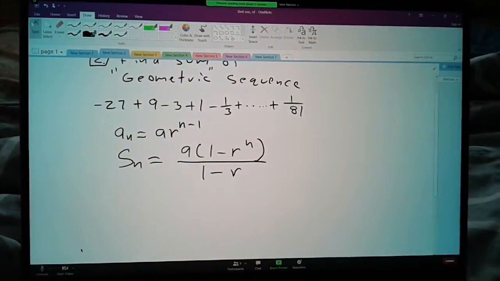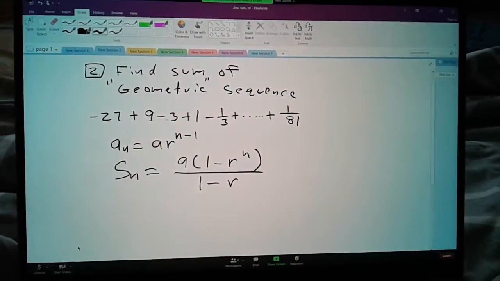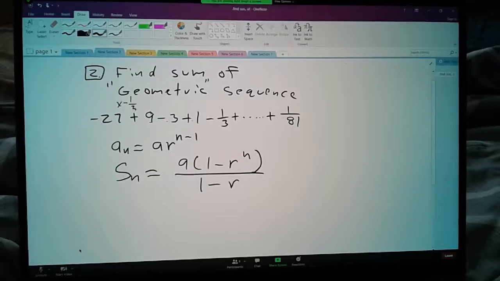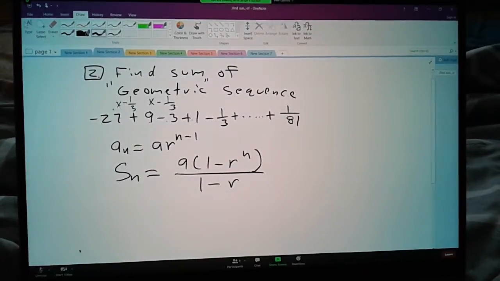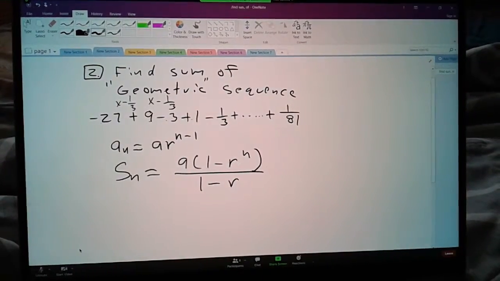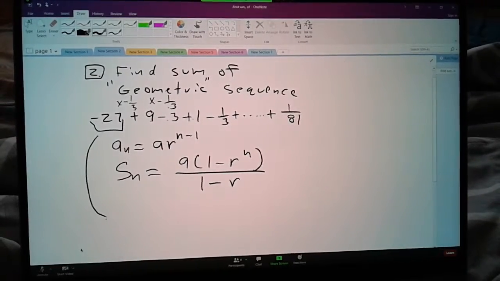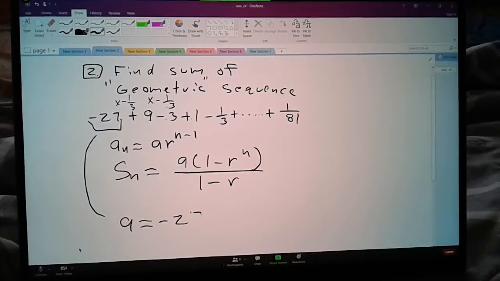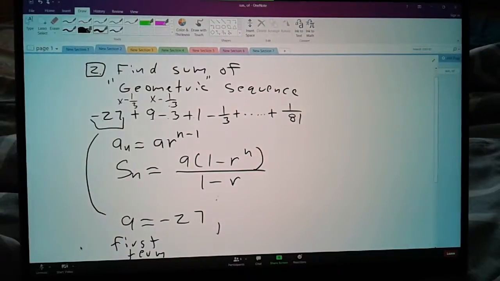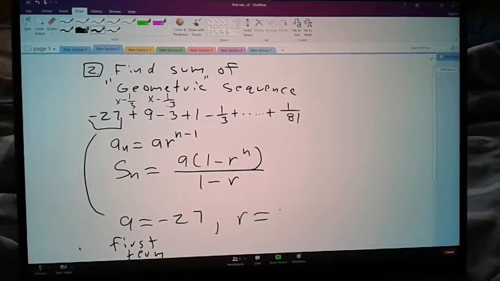So I have to look at the pattern here. I go from negative 27 to positive 9 to negative 3 to positive 1. So I can see that I'm multiplying by negative 1/3 every single time. Negative 1/3 times negative 27 is positive 9, times negative 1/3 is negative 3, times negative 1/3 is plus 1. So the first term, a, is negative 27, and the common ratio is r, which is negative 1/3.